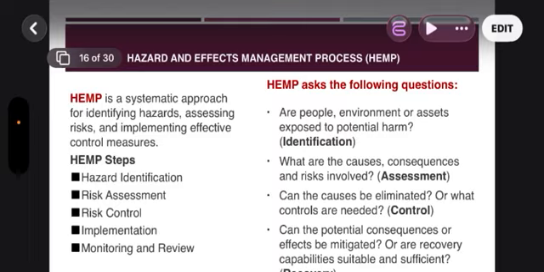HEMP would ask the following question: are people, environment, or asset exposed to potential harm? Remember, identification now. What are the causes, consequences, and risk involved? That is assessment.